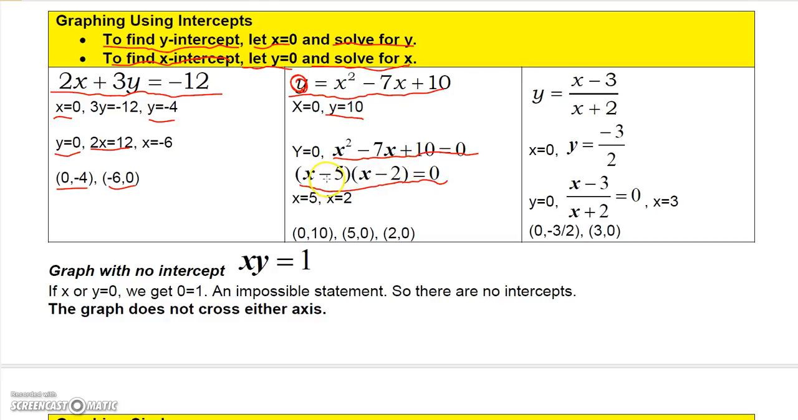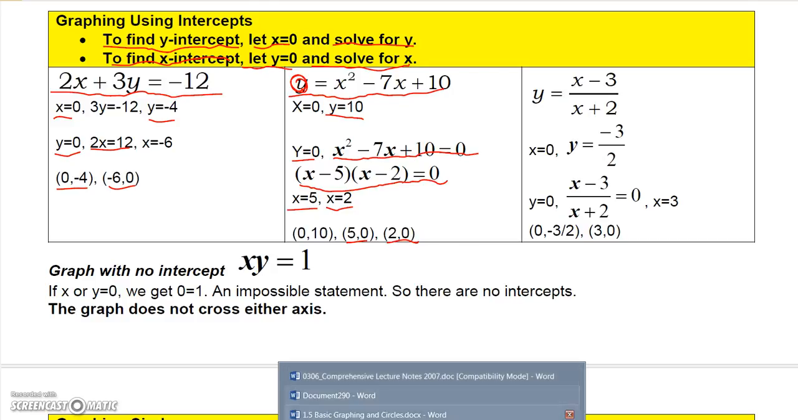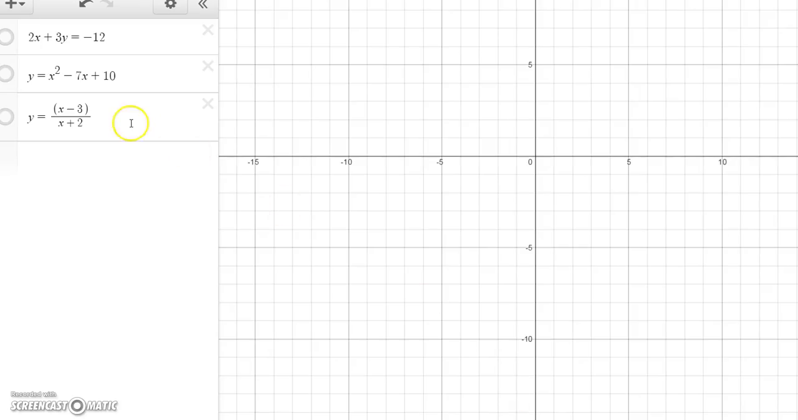And remember you can solve this by setting these two factors equal to 0. x minus 5 equals 0, so x would equal 5, and x minus 2 equals 0 means x equals 2. So you know that if y equals 0, then x must be 5 and x must be 2. So you actually get 2 x-intercepts.